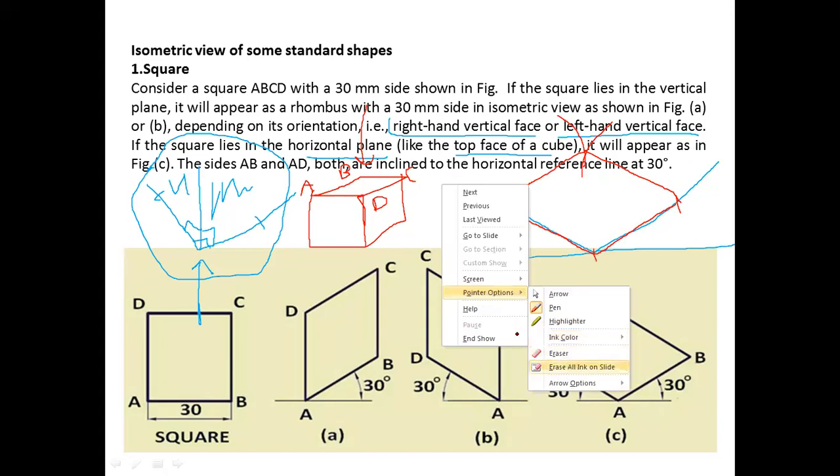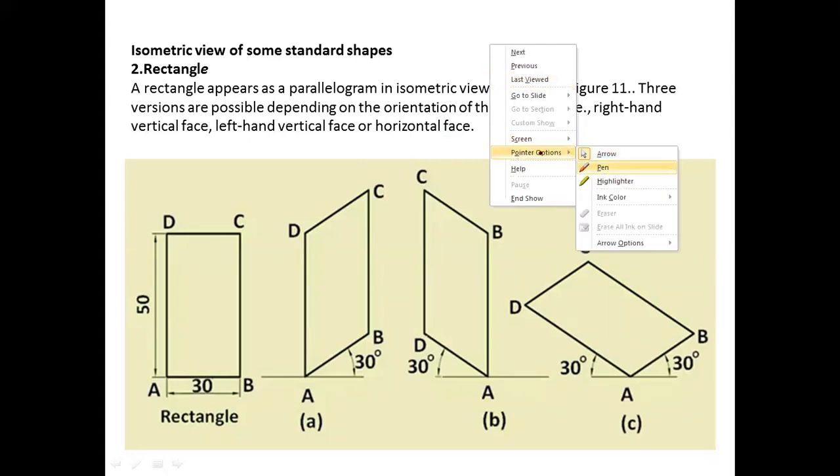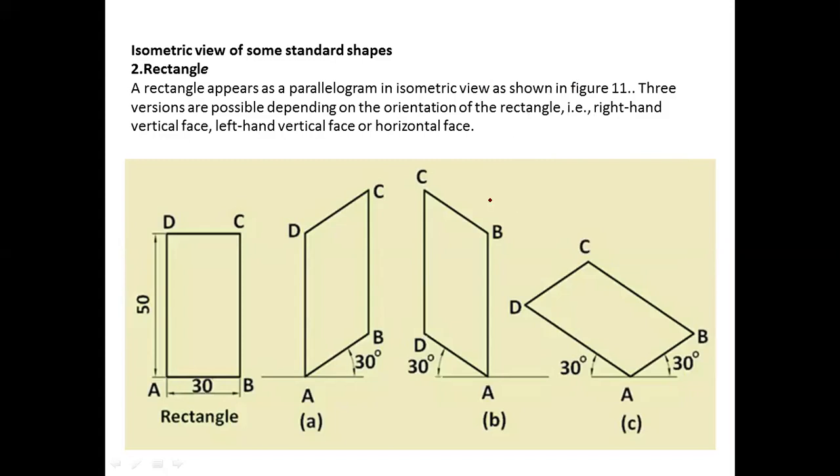Fine. Now we'll see another shape. Now rectangle, same, nothing changes. Okay. Right hand rectangle. So how will we draw that? Anyone speak up? First step. Draw one horizontal line. Very good. Next. Draw a 30-degree line this way. Draw another 30-degree line this way. Correct? Now what is this dimension? 30. So right now we will assume that it is on the right hand side face. So this will be 30.